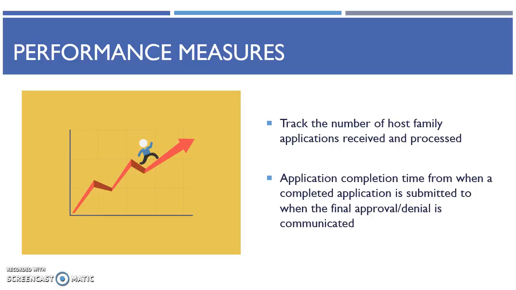Performance can be measured in 2 ways. First, the organization can track the number of host family applications received and processed during an academic term and can be used to compare performance over time. Second, the application completion time from when a completed application is submitted to when the final decision is communicated to the family can also be compared for performance over time during each academic term.